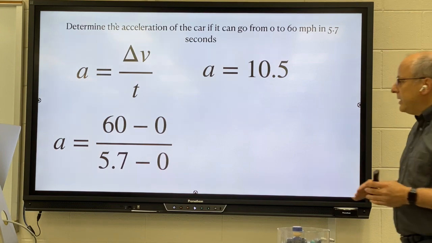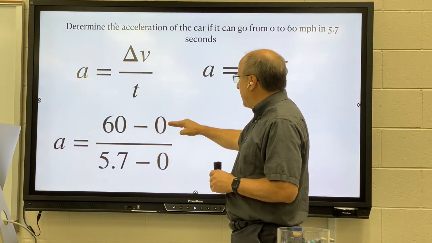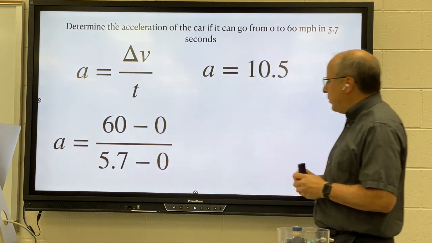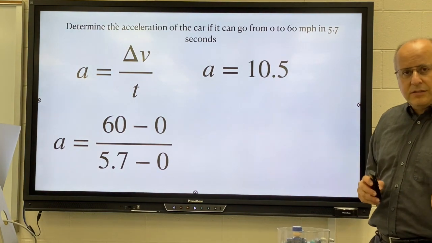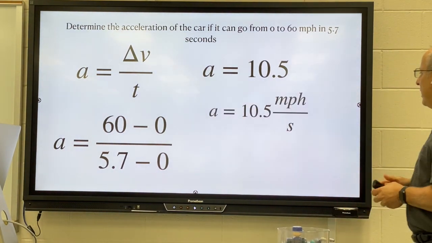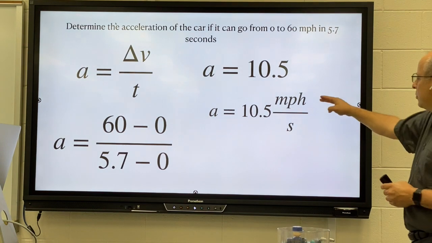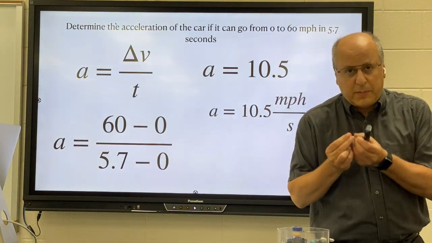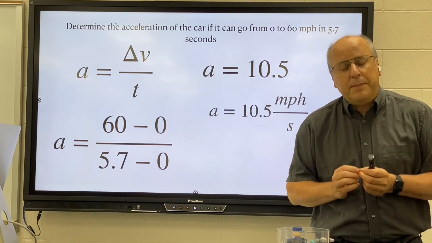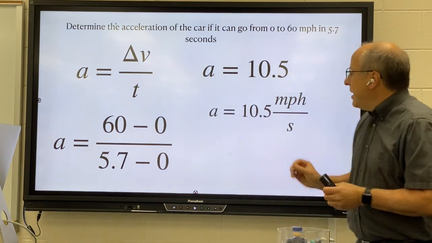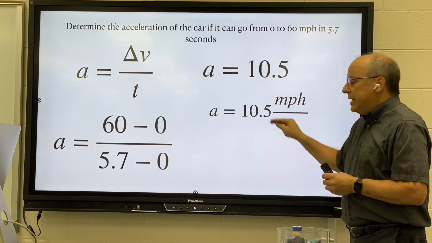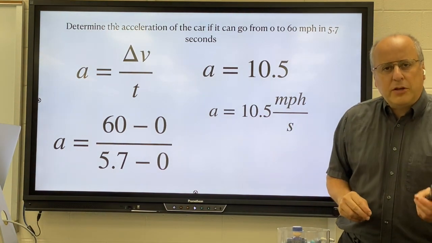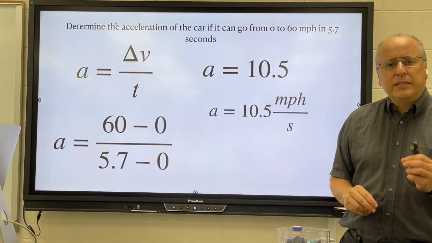Well, hopefully you see that this 60 is miles per hour and the 5.7 is seconds. So the unit is 10.5 miles per hour per second. And although that sounds really cumbersome, if you think about it carefully, it might make a lot of sense to you. It says that the car is gaining 10.5 miles per hour every second.